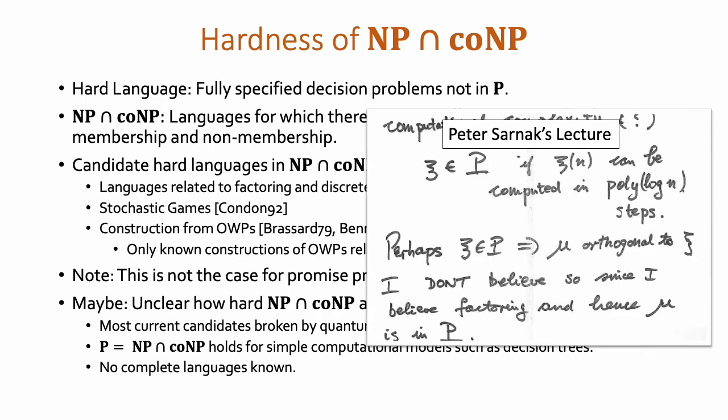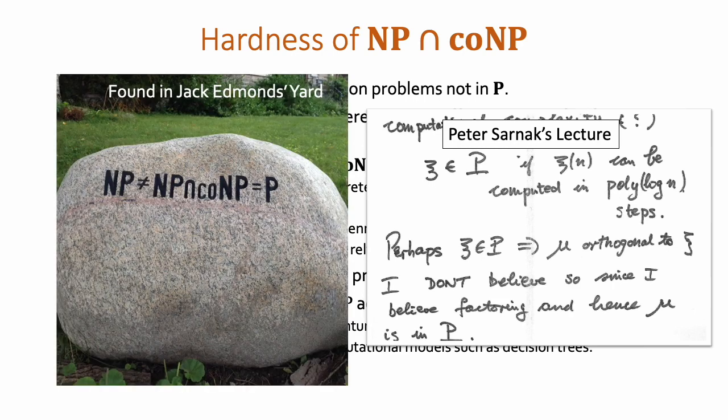So here is an example from Peter Sarnak's lecture where he claims to believe that factoring is easy. There are some who actually believe so strongly about this that they have a literal rock in their backyard engraved with P equals NP intersection coNP.